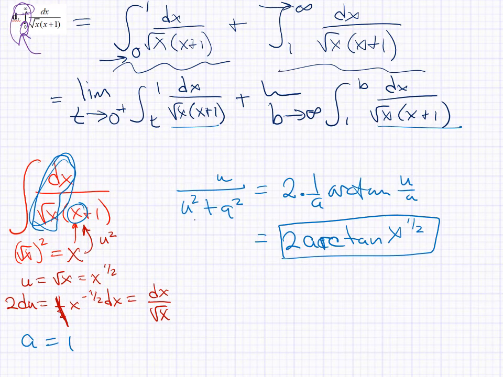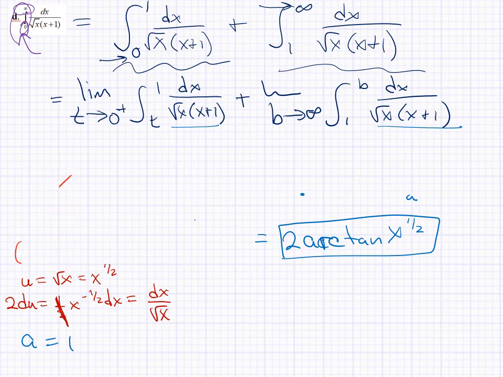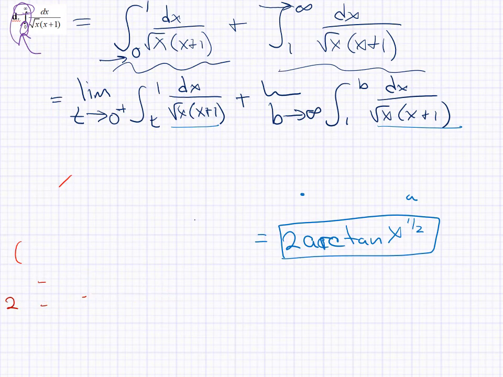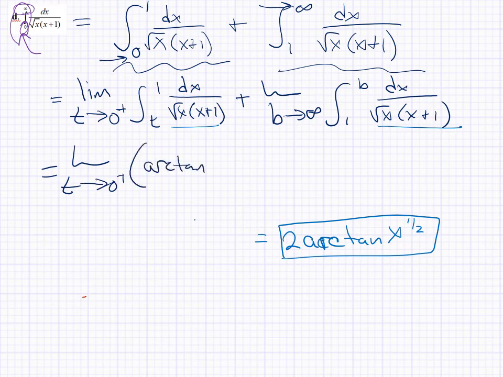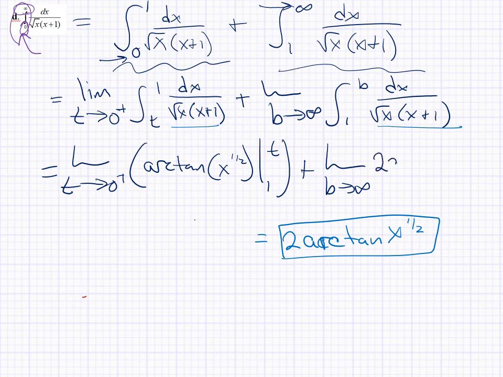So let's space this out. So we have the limit as t approaches 0 from the right of arctan of x to the 1/2 between 1 and t, plus the limit as b goes to infinity of the two arctan x to the 1/2 between 1 and b. Okay.